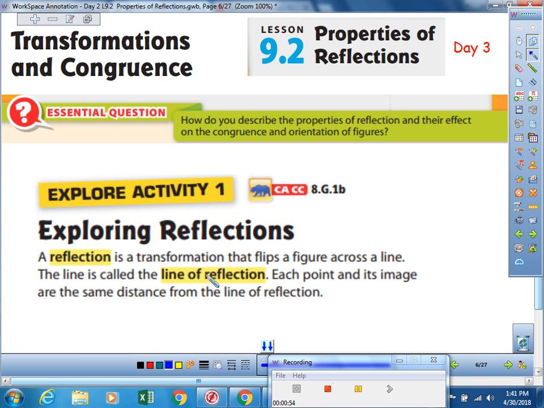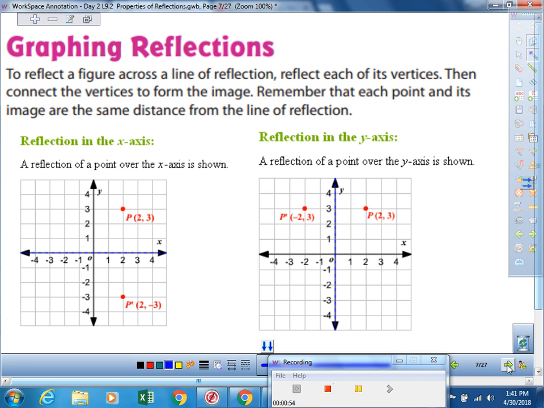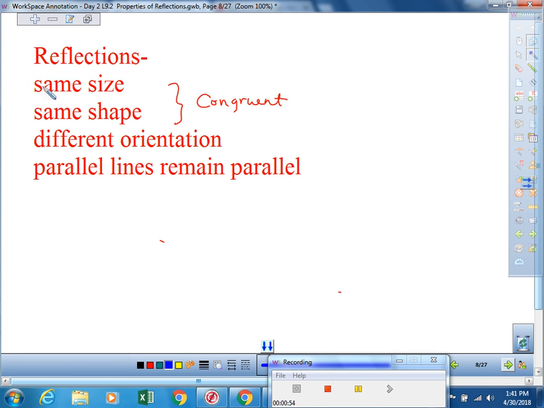So a reflection is another type of transformation that flips a figure across a line. The line is called the line of reflection. Each point on the image is the same distance from the line of reflection. All right, so these are the properties. So you want to write down properties.